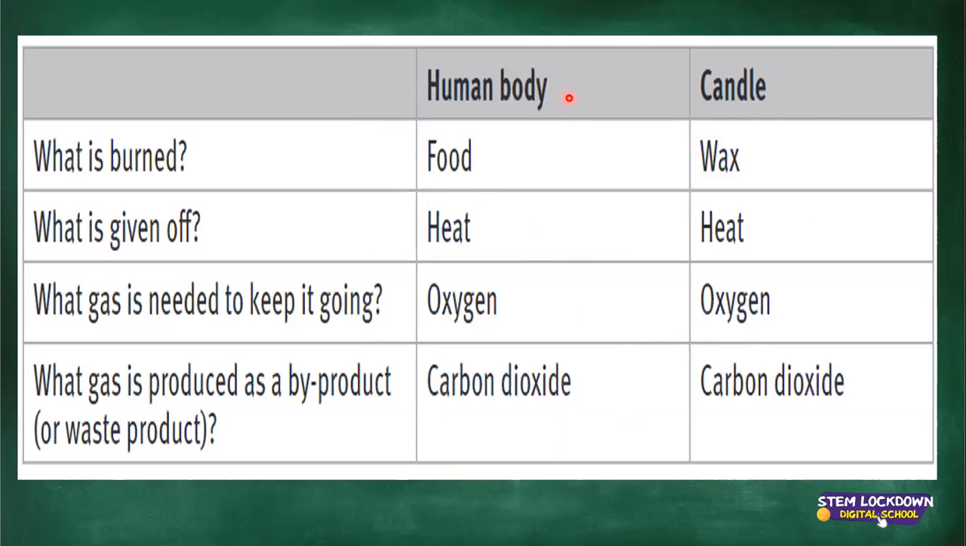In the human body, we are burning down food and we are giving off heat. What gas is needed? We need oxygen. Human beings cannot function or survive without oxygen. And then what gas is produced as a byproduct? It is carbon dioxide that you are producing as a byproduct. So you understand the comparison between the two.